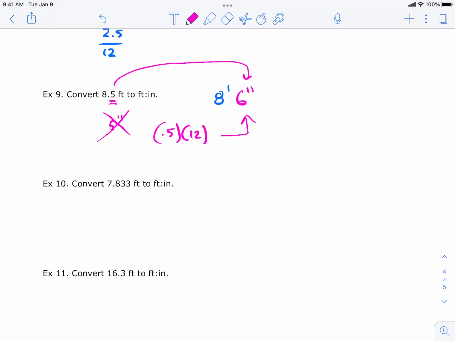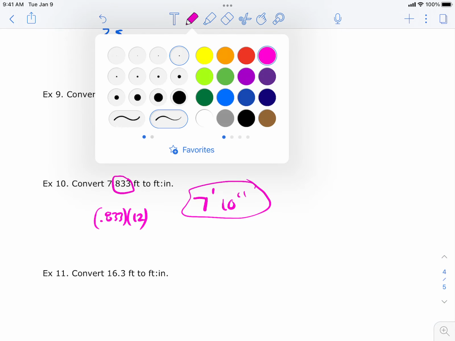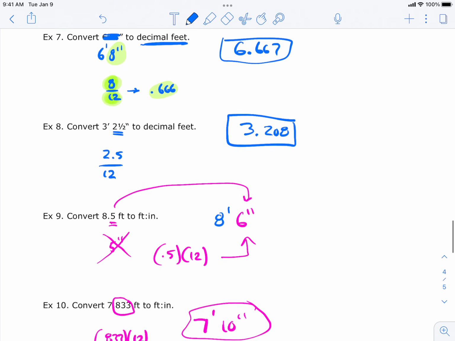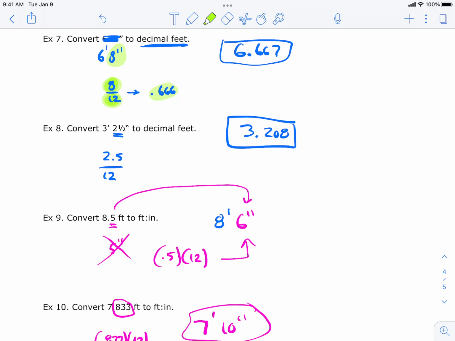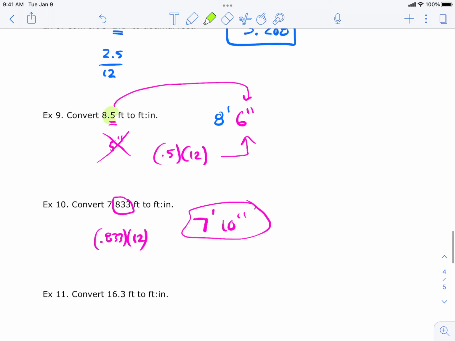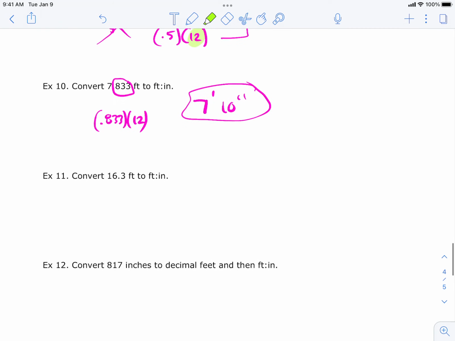Here you can do a similar kind of thing. 7.833 feet. Well, you know it's 7 feet. How many inches is it? You take the decimal part. It's like saying 83%, but you multiply it by 12. So what is that? 0.833 times 12 is, well, it says 9.996. You want to call it 10 inches? You get just about 10 inches. So the two things that are happening here: if you've got inches, put it over 12. If you've got decimal feet, multiply it by 12 and you'll get your inches.